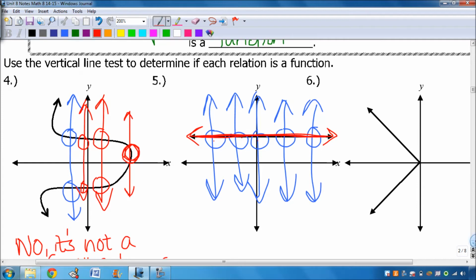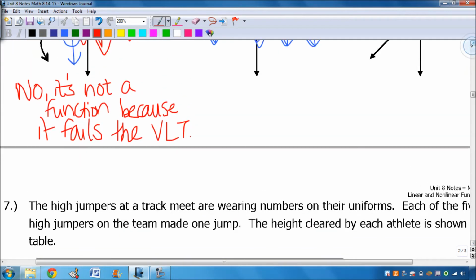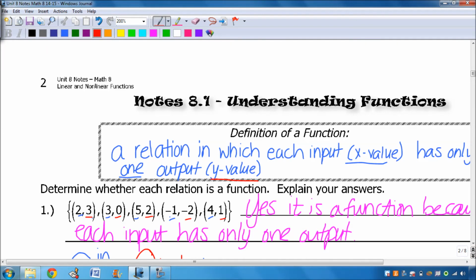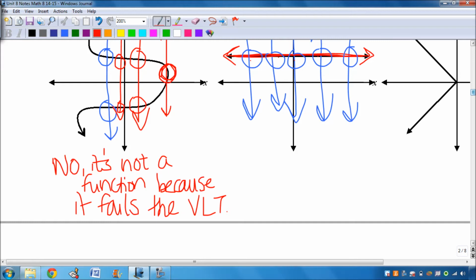Therefore, it is a function, so we're going to say, yes, it is a function because it passes the vertical line test. Sorry, 1 second. Let's get back to where we were. So yes, it's a function because it passes the vertical line test.